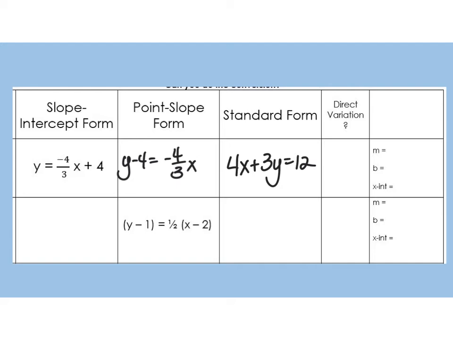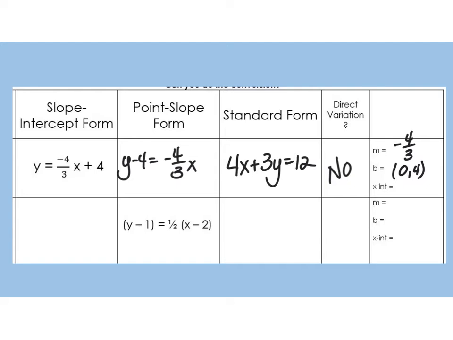The next question here is, is this a direct variation? That would be a no, because there is a y-intercept that is not 0, 0. Our slope would be negative 4/3. The y-intercept is 0, 4.